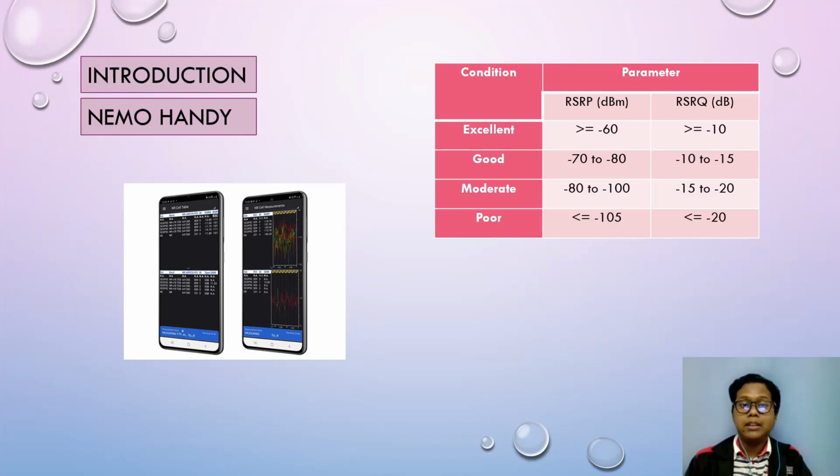For the demo, NEMO Handy was used in this experiment to measure the signal strength, which are reference signal received power (RSRP) and reference signal received quality (RSRQ). The table shows the condition of LTE strength, which are excellent, good, moderate, or poor.